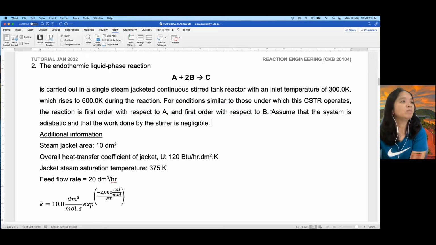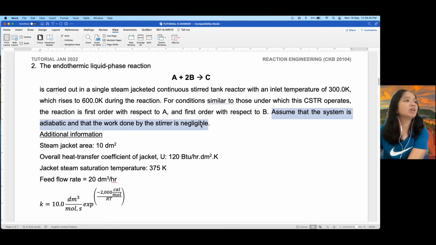So they say assume the system is adiabatic and the work done by the stirrer is negligible. Okay, so meaning to say adiabatic, Q is 0, work done by stirrer negligible, WS is 0 as well. So Q is 0, WS is 0.